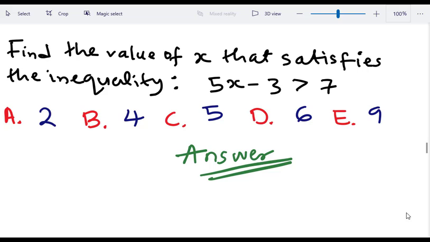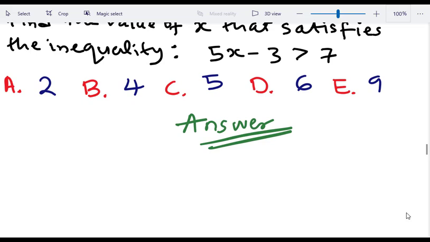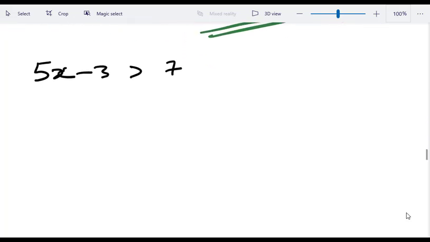So we have this. The question says, find the value of x that satisfies the inequality. So we have 5x minus 3 greater than 7. So we have options that range from A to E. So let's come here and bring down the question. So we have 5x minus 3 is greater than 7. So with this being said, if you pay attention, we have minus 3, we also have 7 here. So the best we can do is to collect like terms.